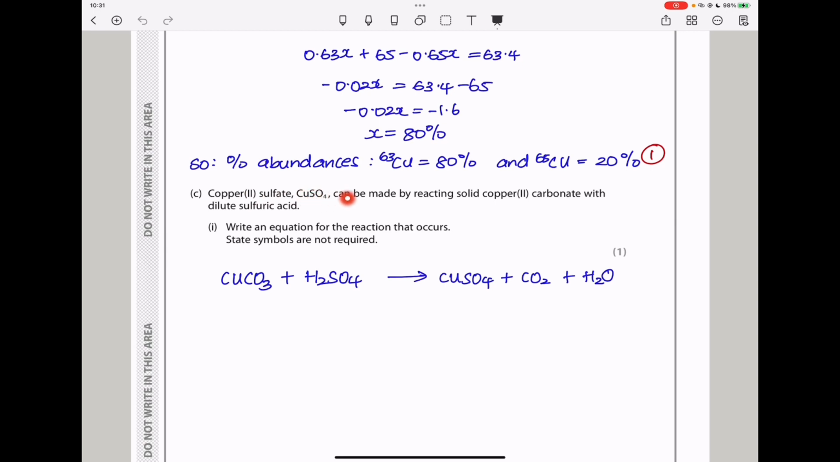Copper(II) sulfate can be made by reacting solid copper(II) carbonate with dilute sulfuric acid. They want you to write an equation for the reaction that occurs, and state symbols are not required. So this is copper carbonate reacting with sulfuric acid. Remember, when metal carbonates react with acids, we get a salt, carbon dioxide, and water. The product is going to be copper sulfate, which is the salt, plus carbon dioxide, plus water, and everything is balanced. So this is the equation for the reaction.